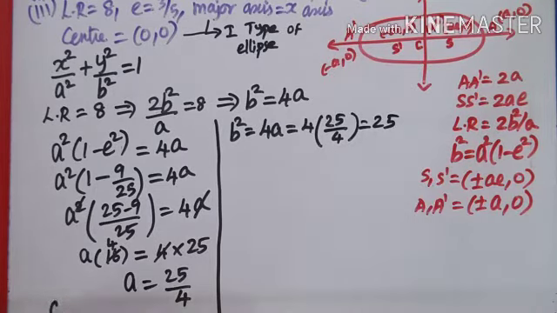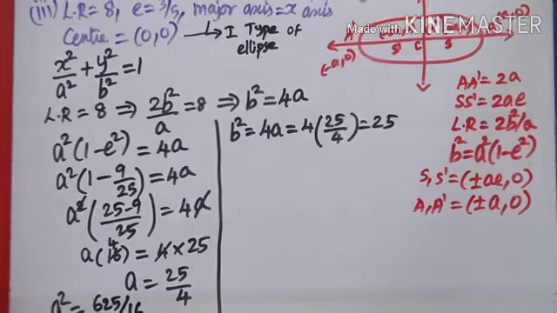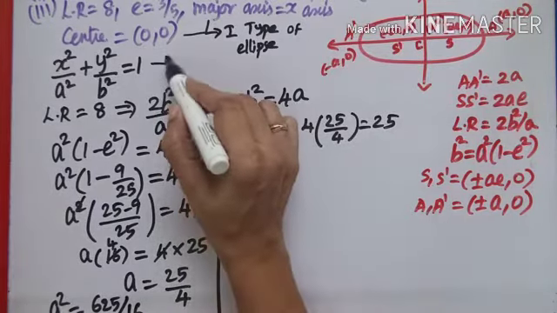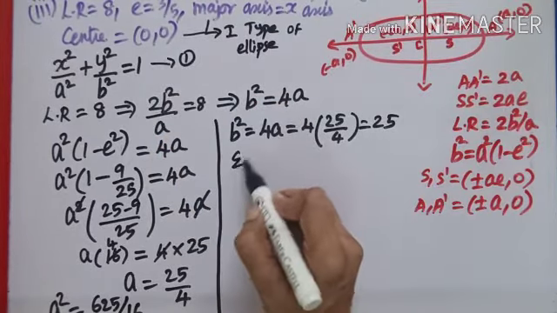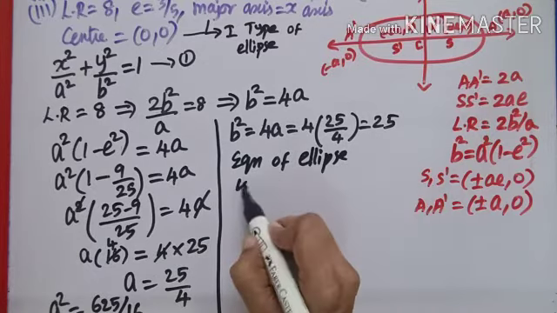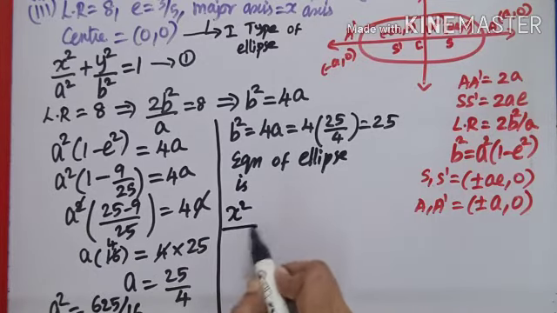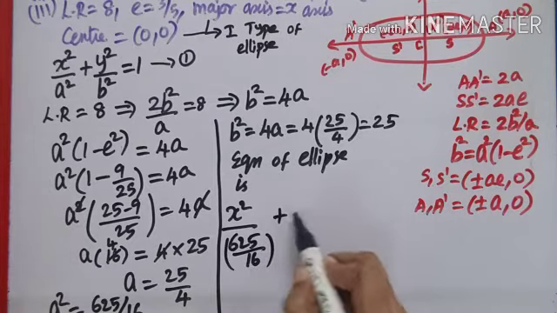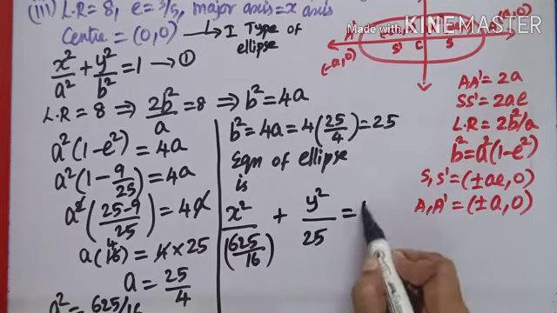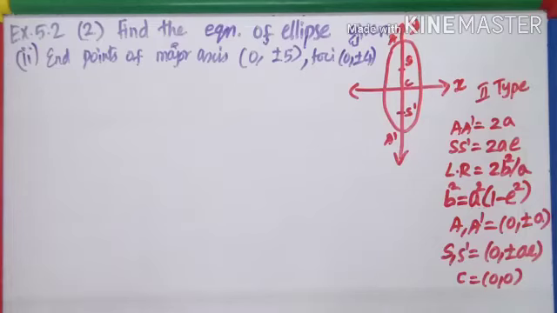From this I can write what is a square. 25 square is 625, 4 square is 16. Once I know a square and b square, put them back in equation number 1. So we write equation of ellipse is x square by a square value 625 by 16 plus y square by b square value 25 equals to 1.